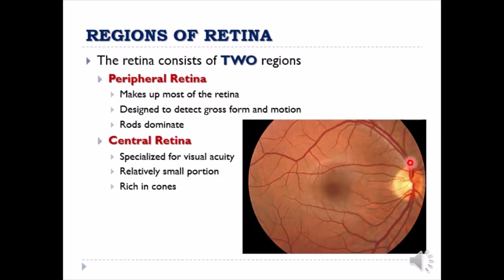And of course there are other parts of the retina. This is your optic nerve head, and these are the blood vessels coming into the retina. We will discuss those things in the next slide. So remember that the retina has two regions: peripheral retina and central retina. Most of the photoreceptor cells in the peripheral retina are rods, and the central retina has majorly cones.